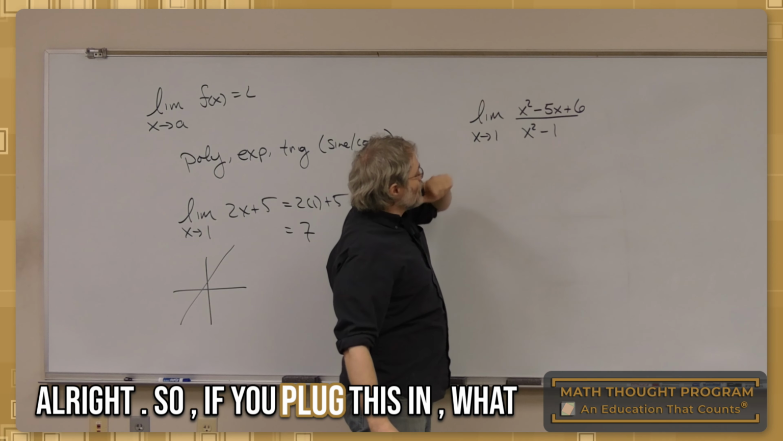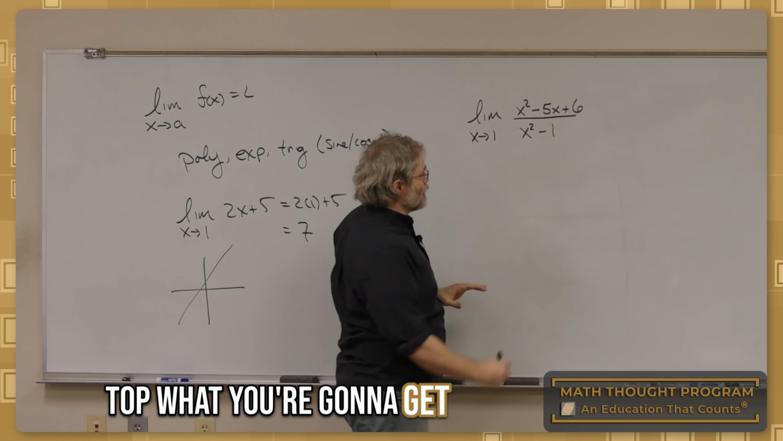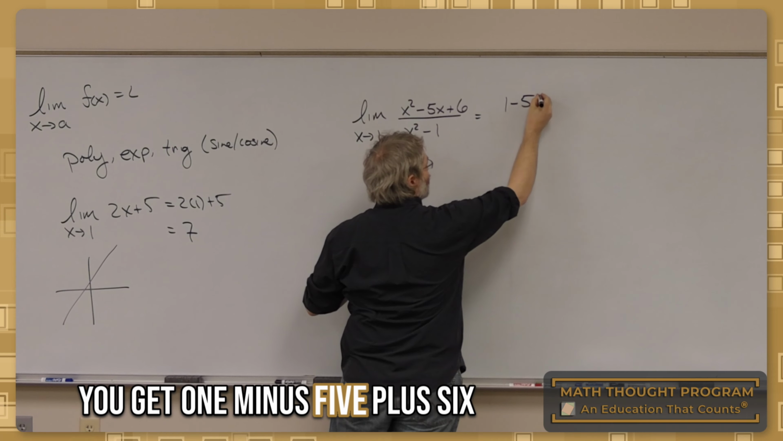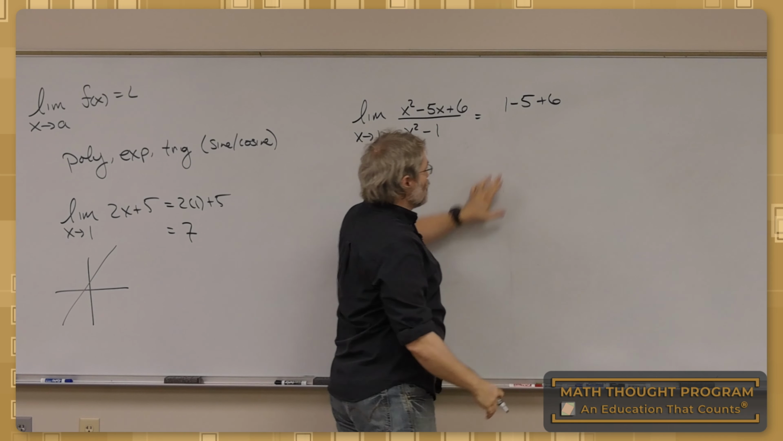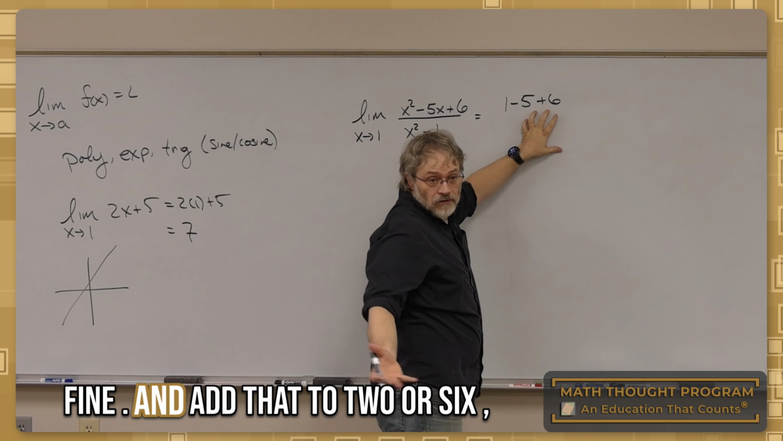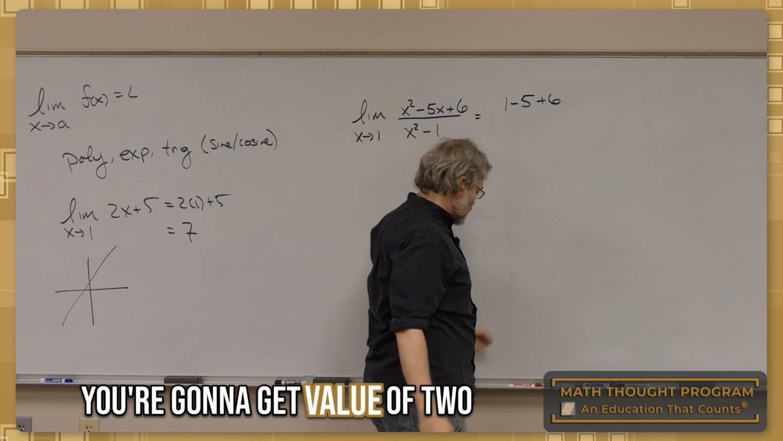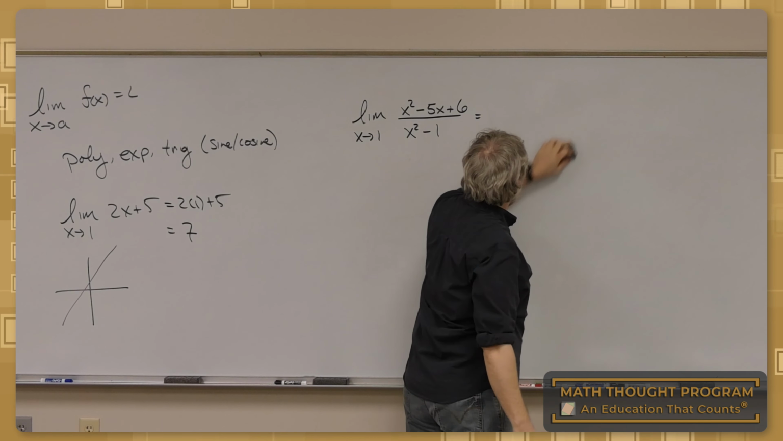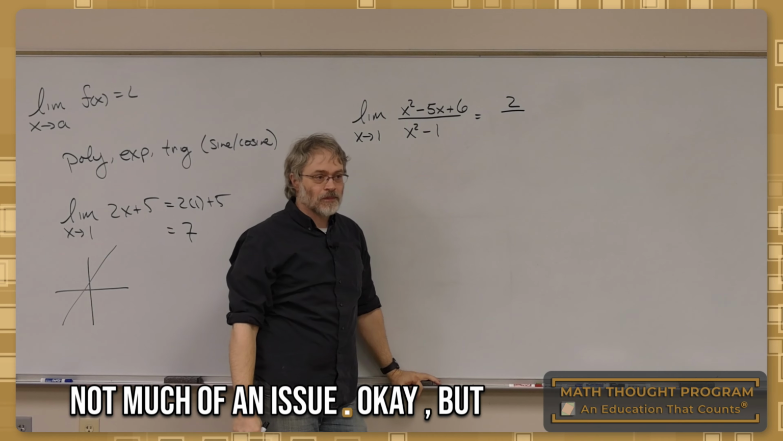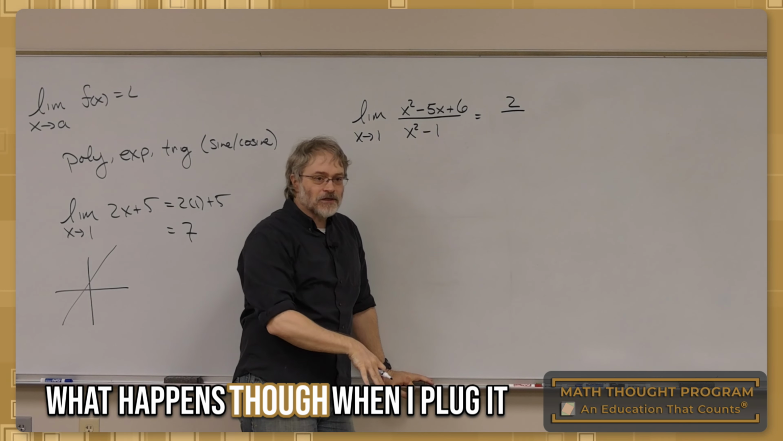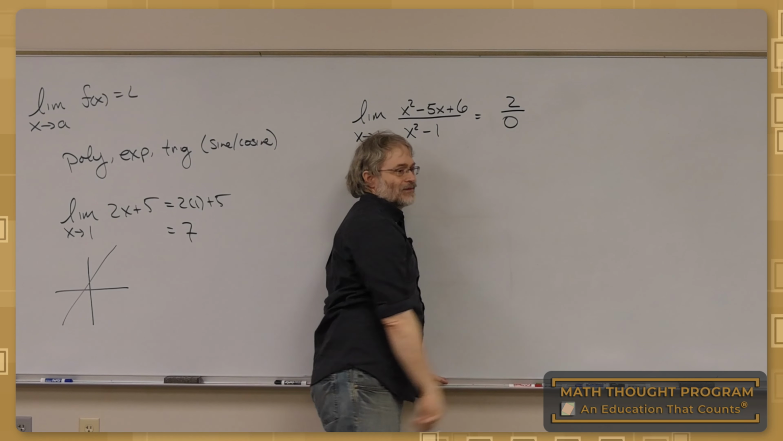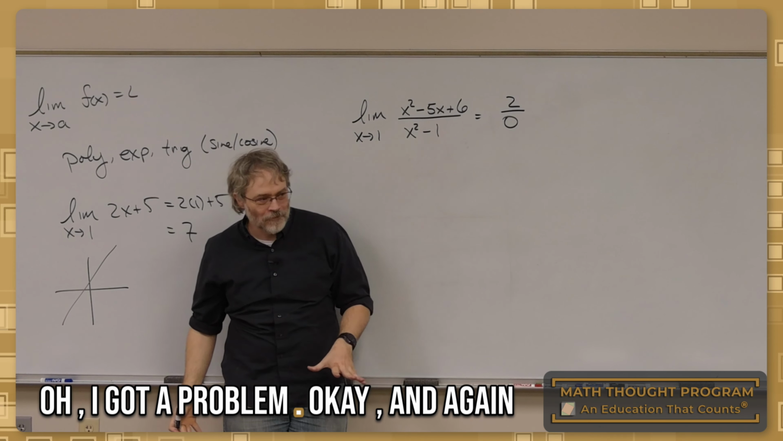All right, so if you plug this in, what are you going to get? You get 1 minus 5 plus 6. You get minus 4. That's fine. Add that to 2 or 6, and you're going to get a value of 2. Not much of an issue. But what happens when I plug it in down below? Oh, I've got a problem.